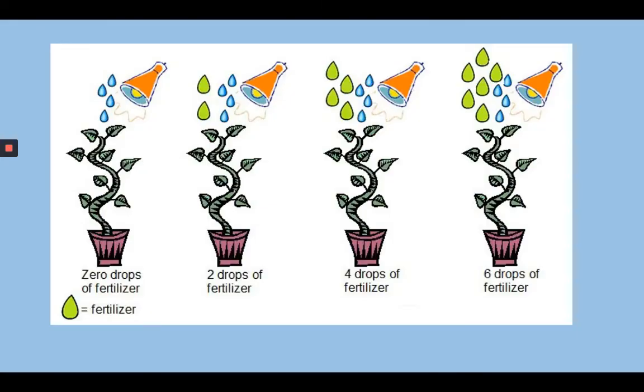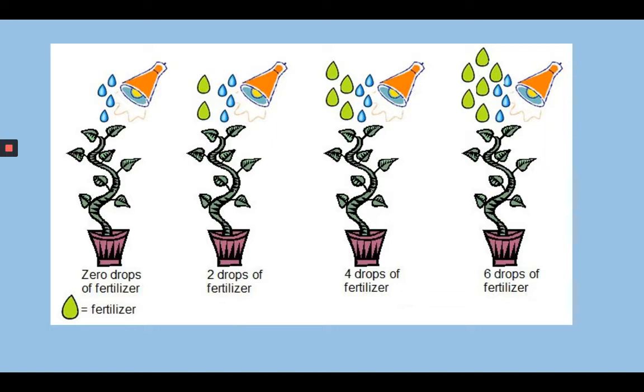Now, let's have a look at this picture here. I've been showing you too many words. This is a plant, and you can see that the plants are of the same species. The one on the left received 0 drops of fertilizer. The second from the left receives 2 drops of fertilizer. The third one receives 4 drops of fertilizer. The fourth one receives 6 drops of fertilizer. They all receive water and they all receive sunlight. I would like you to think about this now.